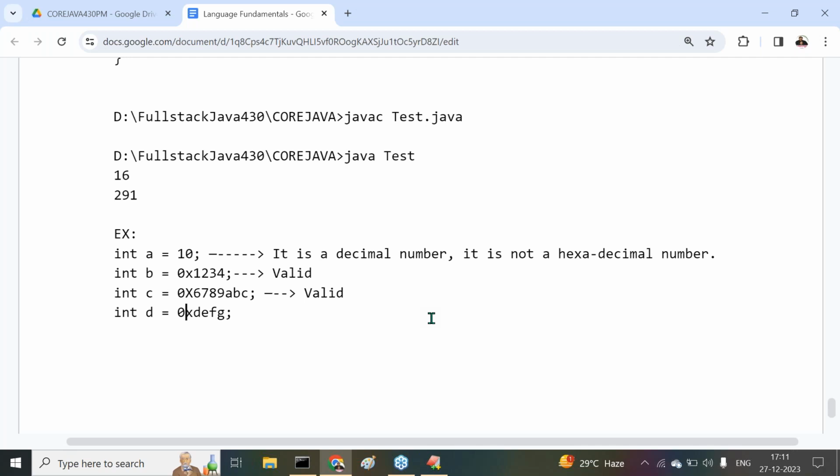Next one is 0 small x D E F G. Now tell me, what is the status of this one? Valid or invalid? Invalid. This is invalid, and we can identify that clearly.